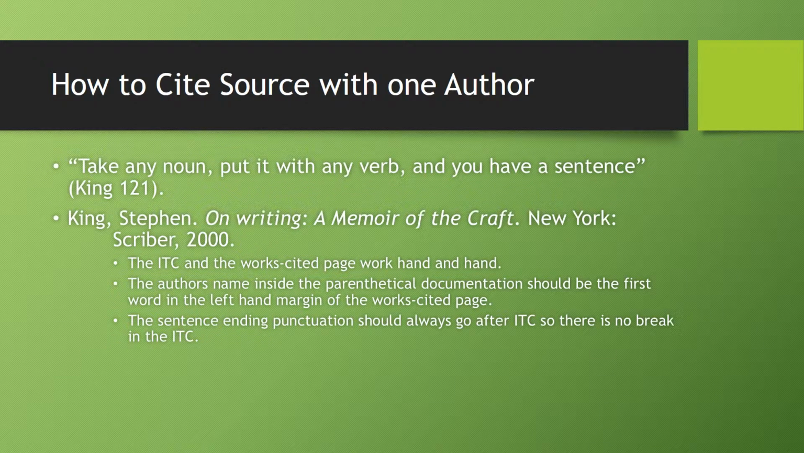How to cite a source with one author. So let's take this first quote, for instance, by Stephen King. I have it so the quote's first, and then it shows King. It's on page 121. So if you look at the actual entry on the works cited page, you notice that King is the first word on the left-hand margin.